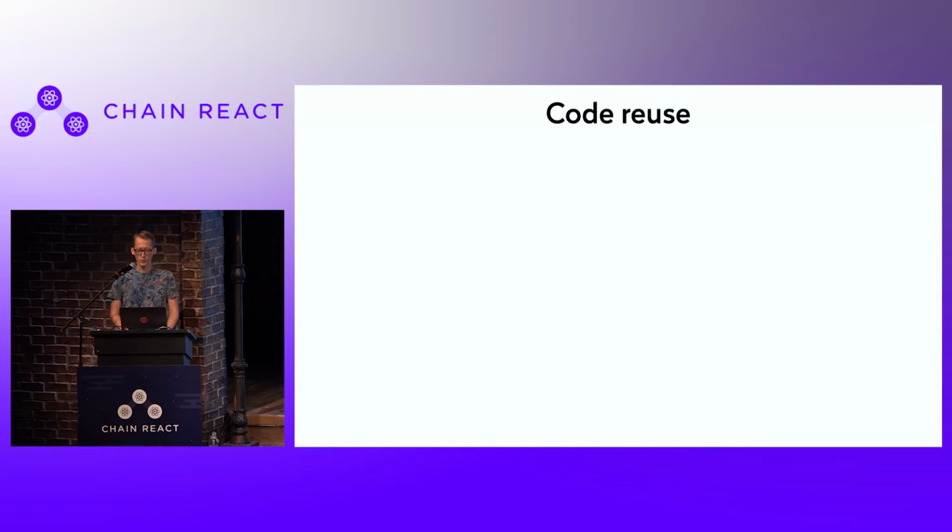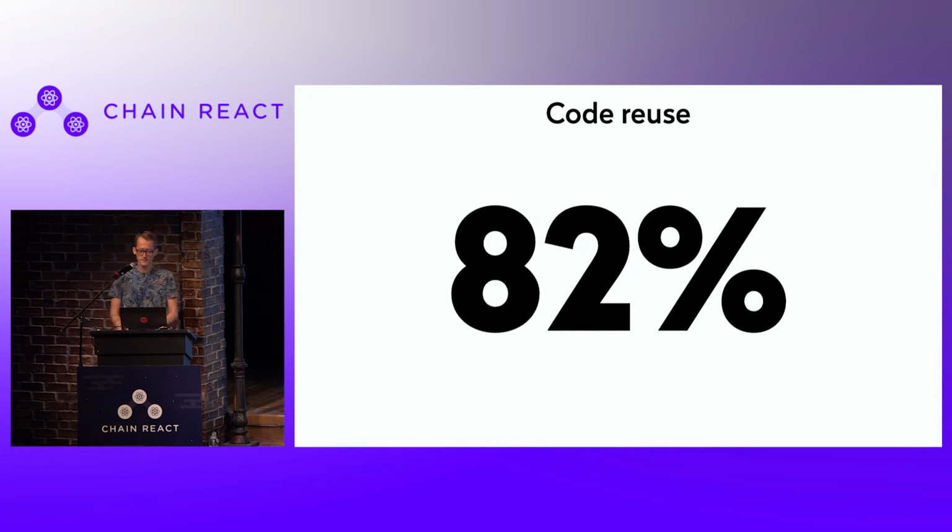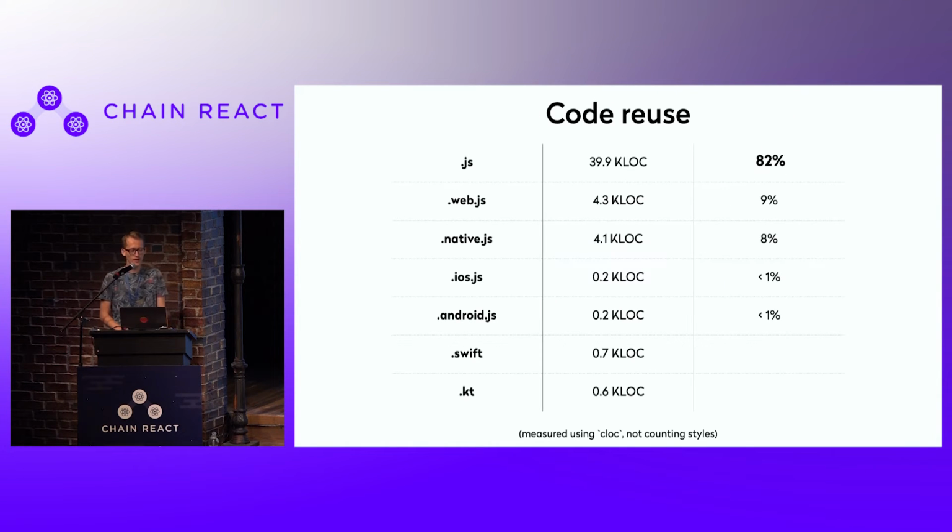How much code were we able to reuse between all of the platforms? As of last week, 82%. And of course, this is not just business logic, data model, utilities. It's pretty much all of the components as well. So how do you do that?